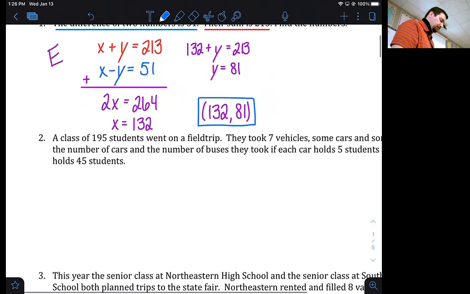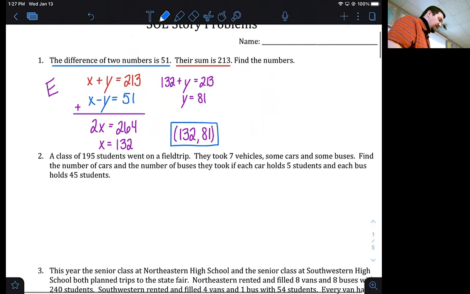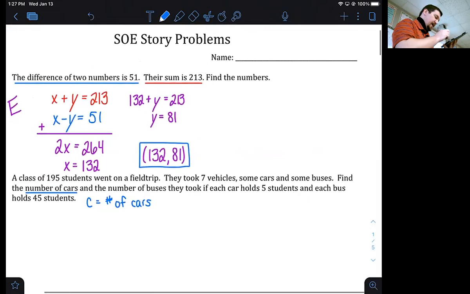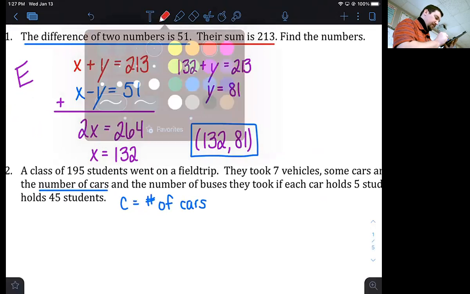Okay, number 2. A class of 195 students went on a field trip. They took 7 vehicles, some cars, some buses. Find the number of cars and the number of buses they took if each car holds 5 students and each bus holds 45 students. The first thing we'll do is represent what variables we're going to use. We're supposed to find the number of cars, so I'm going to use C for the number of cars, and B for the number of buses.